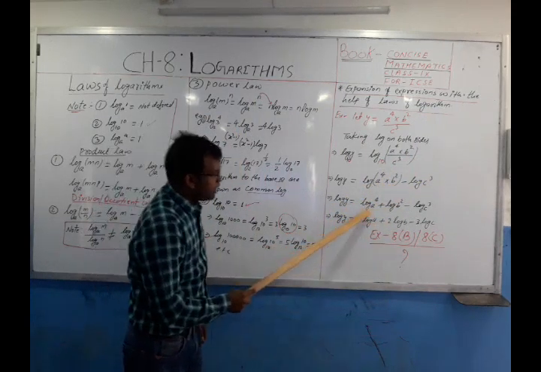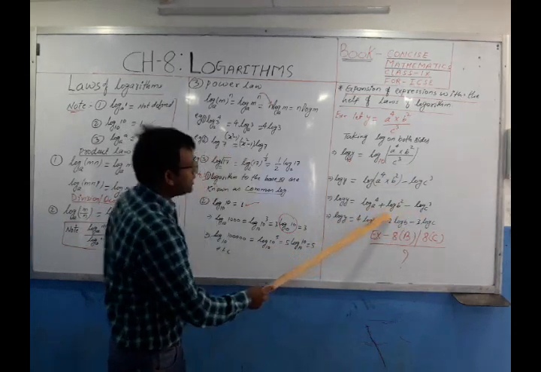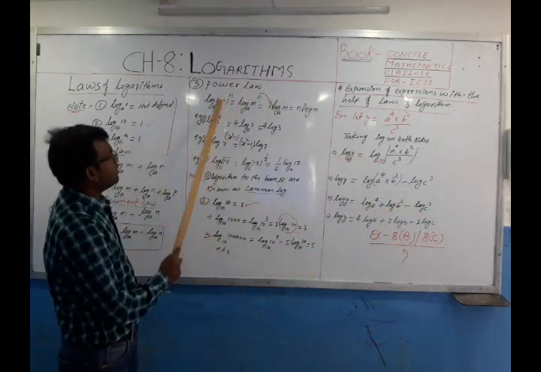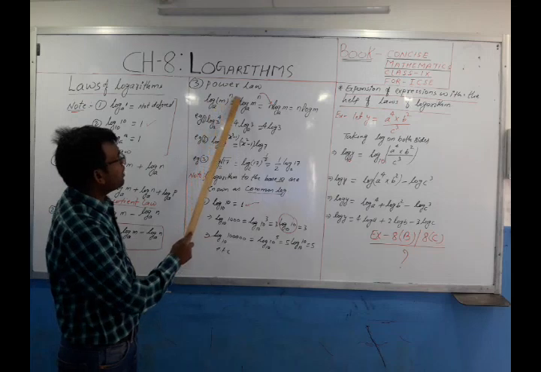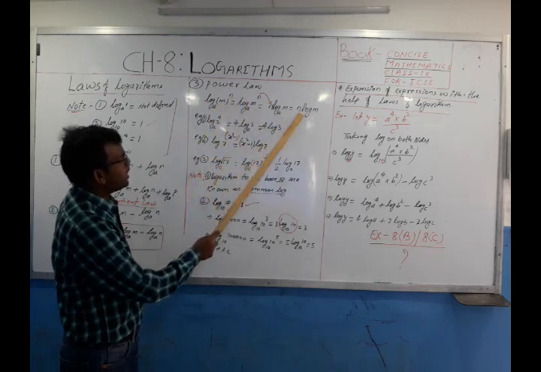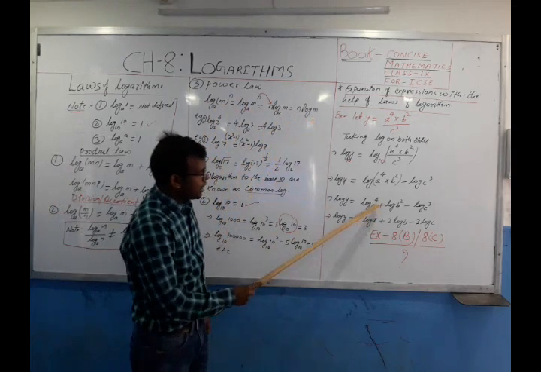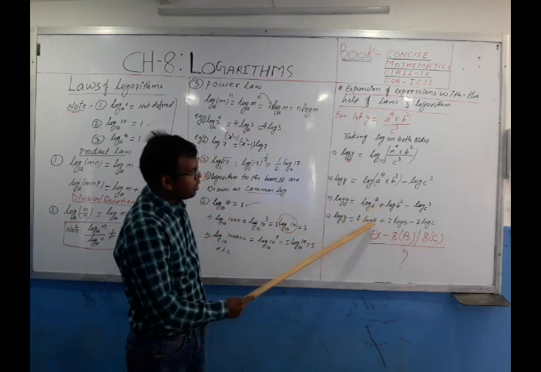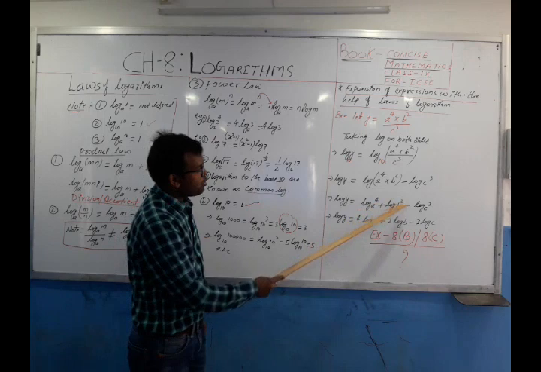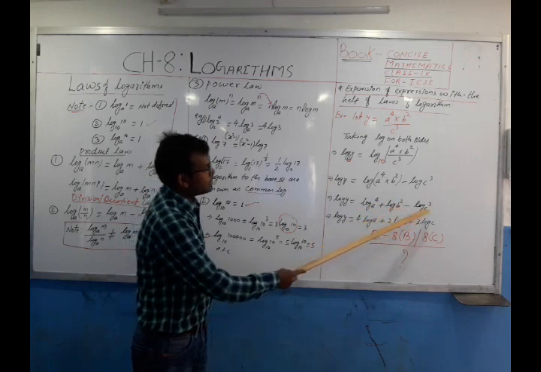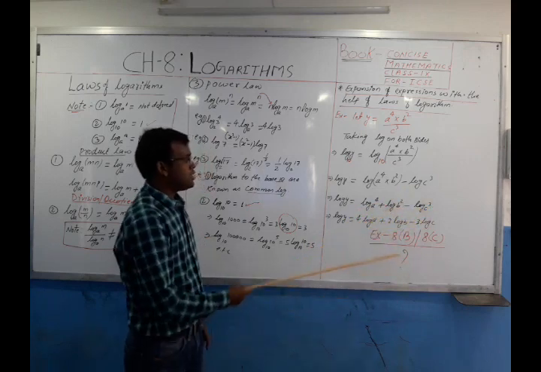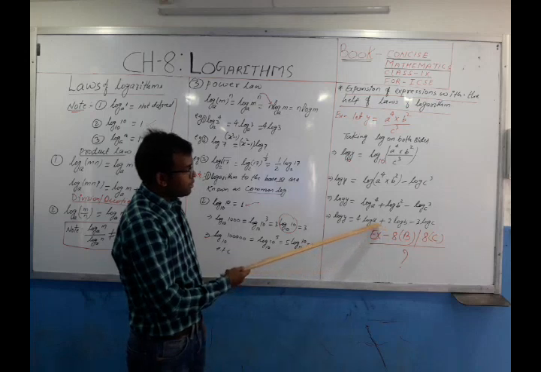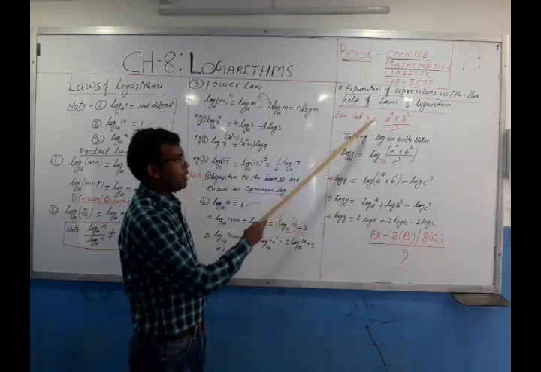And see, the remaining terms on the RHS are in the form of power of log. That means log m to the power n, you can write as n log m. So you may write 4 log a for log a to the power 4, and 2 log b for log b squared, minus 3 log c. This is the simplest expression in the form of logarithms.